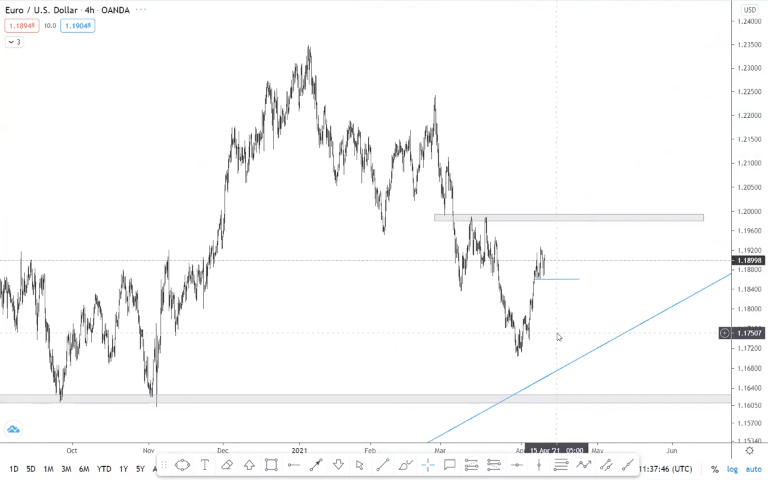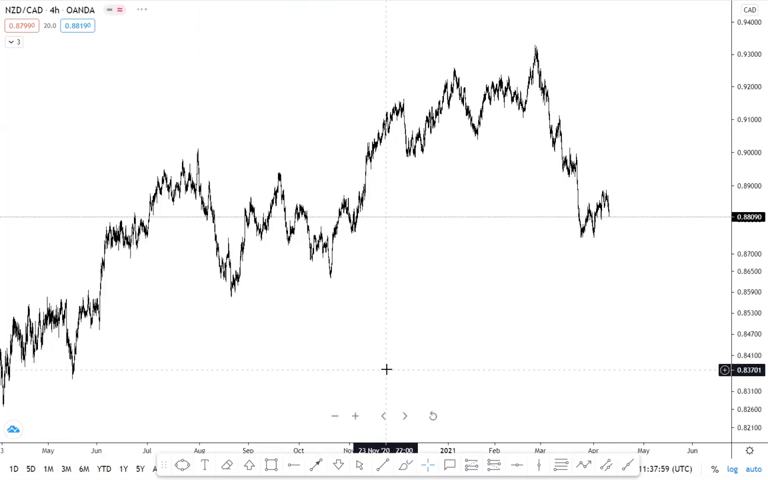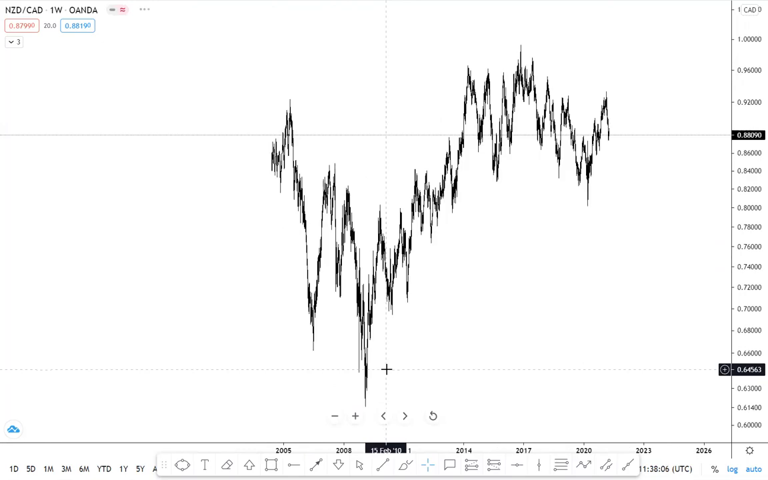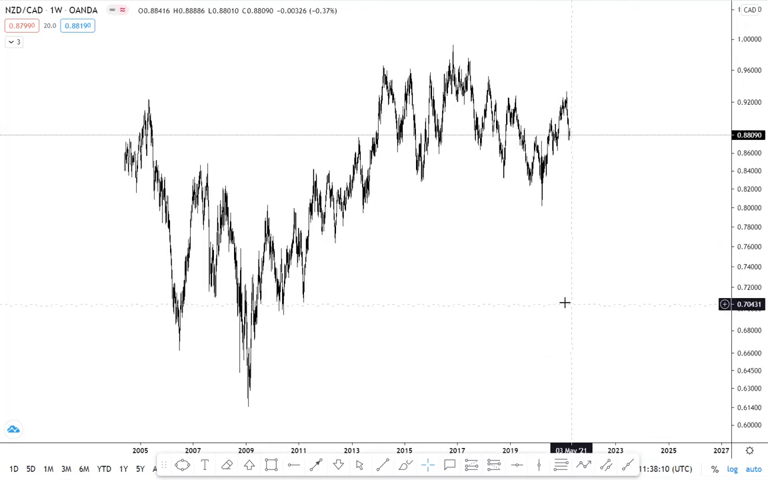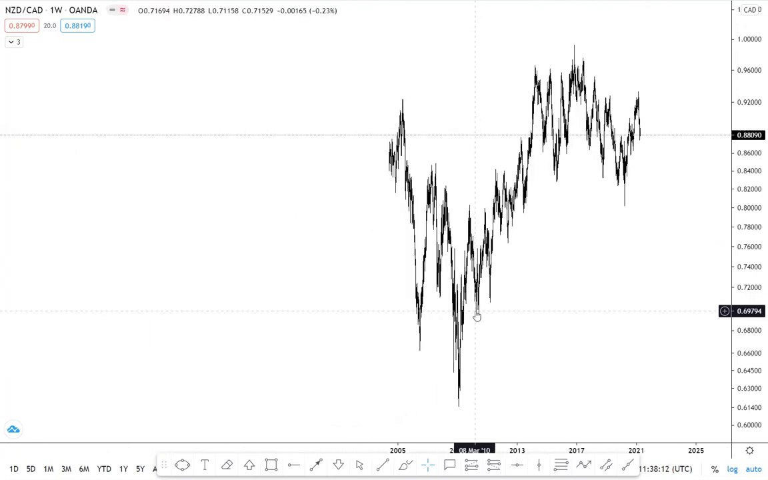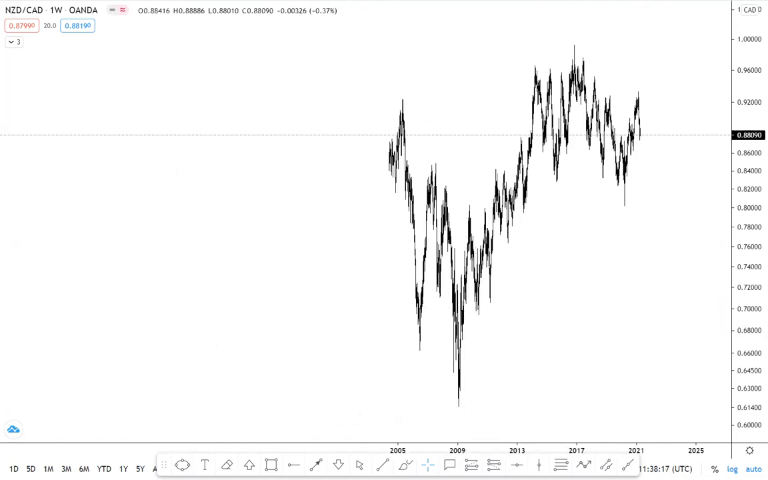Okay, so next instrument on our dial is the NZD Canadian dollar. And as we did for our previous two instruments, let's go straight to the weekly. Okay, so on the weekly, this is what we have. We're not really seeing much of flow. Well, let's draw our zone first.